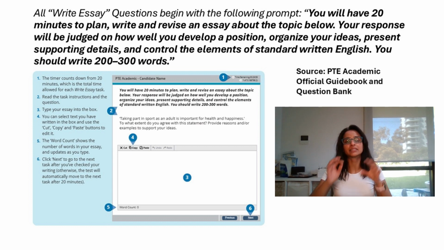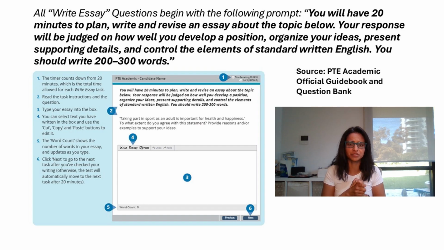So let's take a look at how all write essay questions are formatted. Again, full credit to PTE Academic. This is taken from the official guidebook and the question bank. Okay? Everything I have is straight from Pearson. All right? All write essay questions begin with the following prompt. You will have 20 minutes to plan, write, and revise an essay about the topic below. Your response will be judged on how well you develop a position, organize your ideas, present supporting details, and control the elements of standard written English. You should write 200 to 300 words.